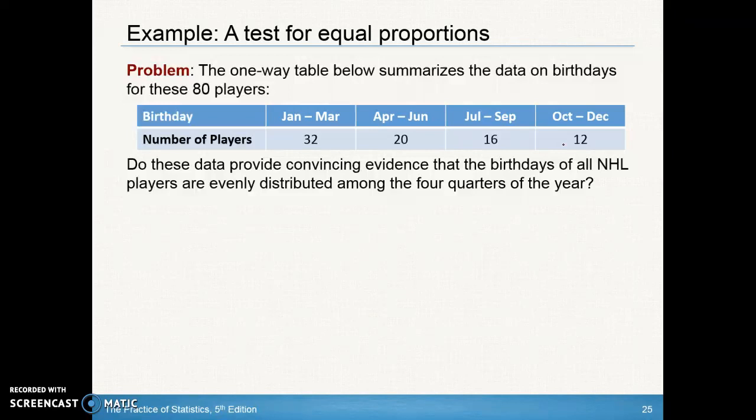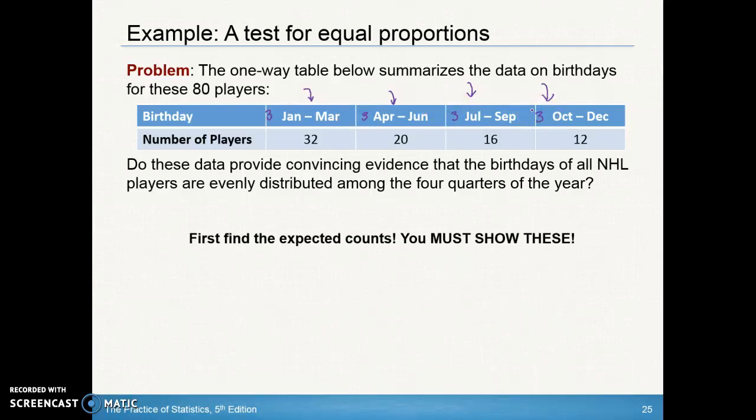The question then says, do these data provide convincing evidence that the birthdays of all NHL players are evenly distributed among the 4 quarters of the year? So that's basically saying, is the distribution the same for all 4 quarters? Now this is a goodness of fit test because we're checking to see how well this data fits what it should be. So how many birthdays should be in each of these 3-month periods? How many birthdays should be in the first 3 months, the second 3 months, the third 3 months, and the fourth 3 months? Okay, so let's go ahead and get started.